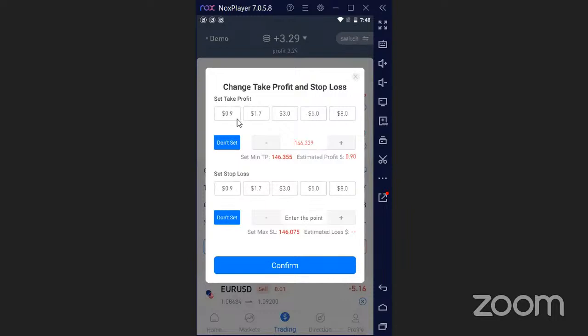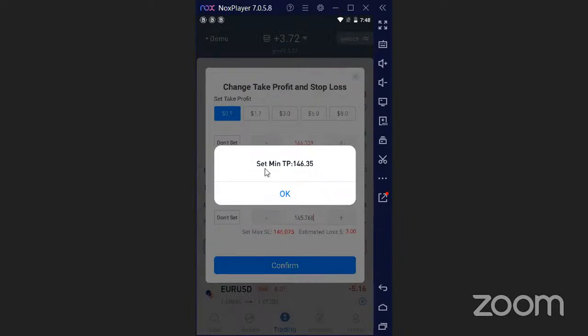This is take profit. It says set take profit. Then you enter the numbers you wrote down for your take profit. Then this is the SL, that is the stop loss. Here you can enter the numbers you wrote down for your stop loss. Or you can just come here and say when you lose up to 0.9 cents, don't lose anymore. When you make up to $3, I'm okay with the profit, and then you click on confirm.